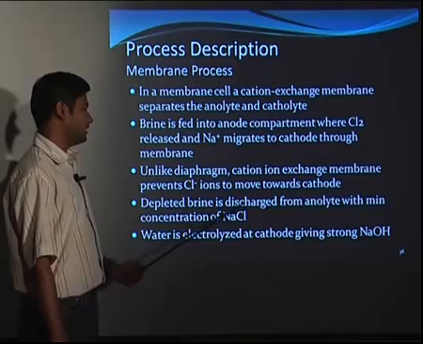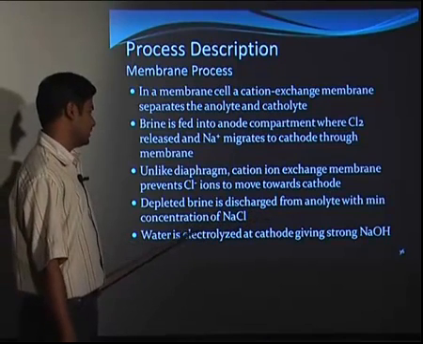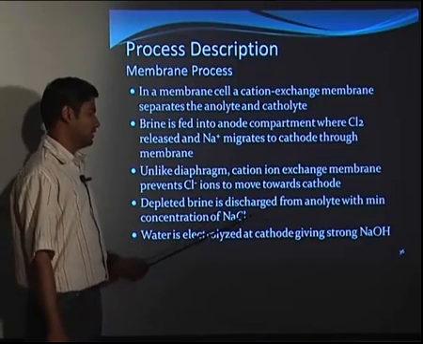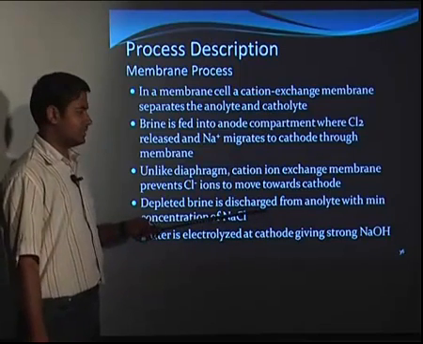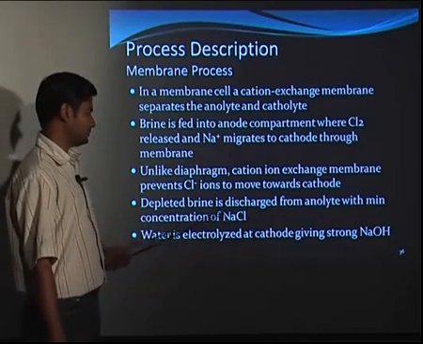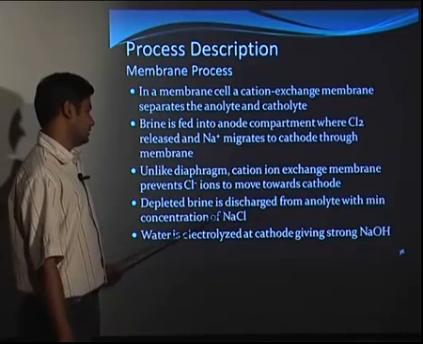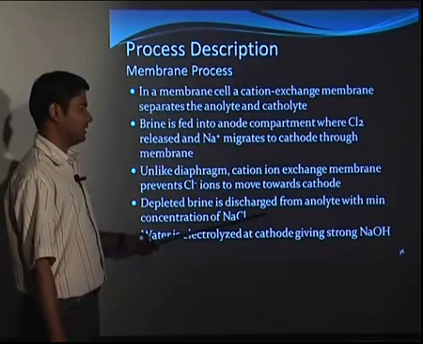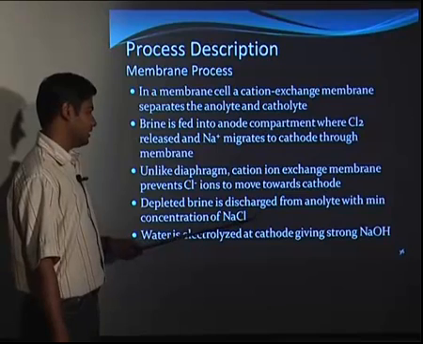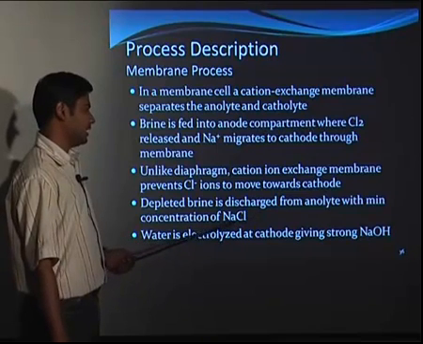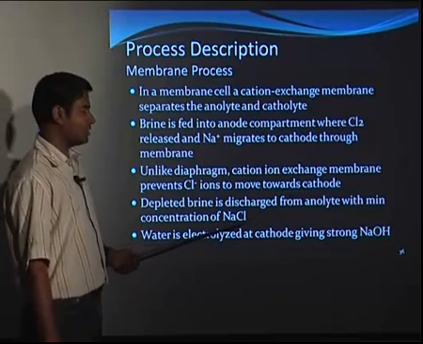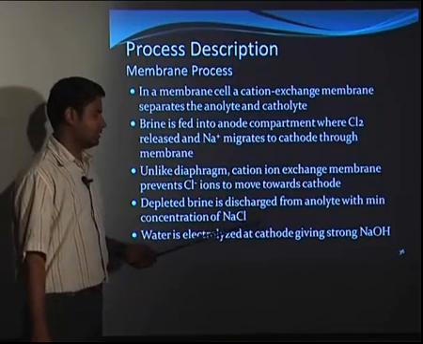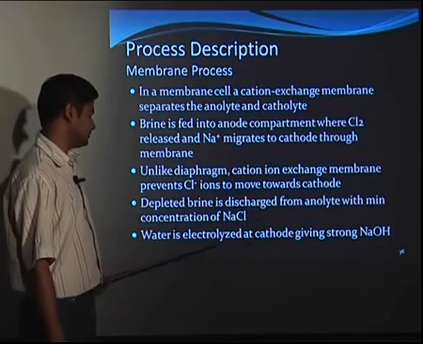The depleted brine is discharged from the anolyte with minimum concentration of NaCl. The anolyte loses the Na+ and the Cl-, so the depleted brine will have a very low percentage of NaCl. We can remove it, add NaCl to make it more concentrated, and feed it again to the anolyte region.